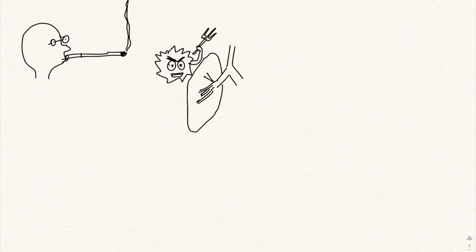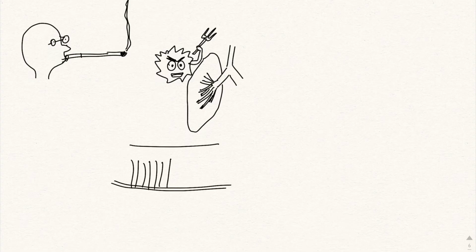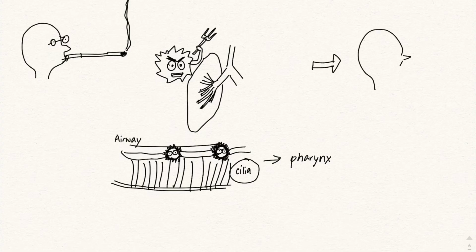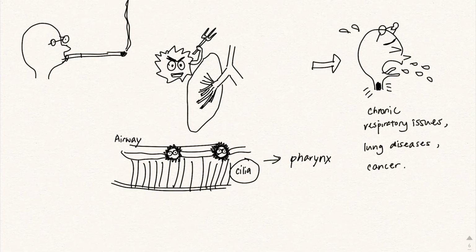Before we wrap up, let's think about the impact of smoking on our respiratory system. Smoking damages the cilia in our airways, and cilia are hair-like structures that help move the mucus towards the pharynx, removing pathogens and dust out of the throat. So, damage to cilia leads to an accumulation of mucus and pollutants in the lungs. Over time, this can cause chronic respiratory issues and increase the risk of lung diseases like chronic bronchitis, which is an infection in the lung airways, as well as lung cancer.